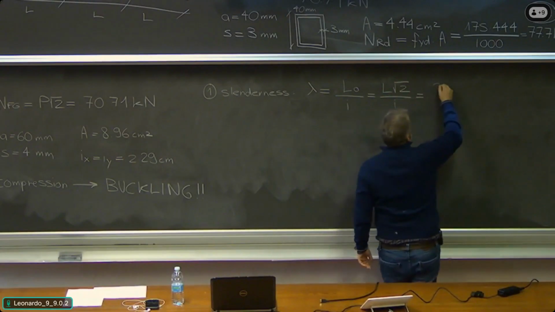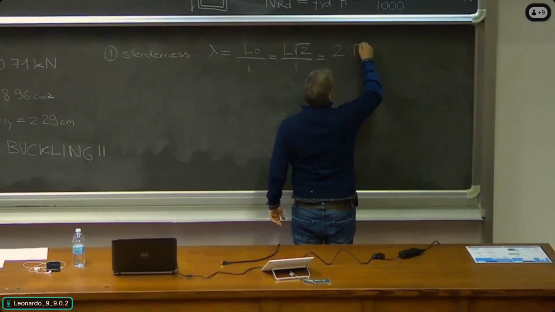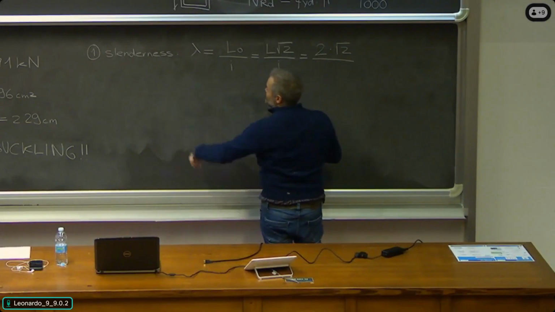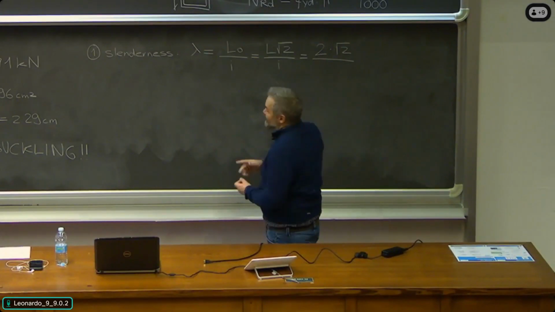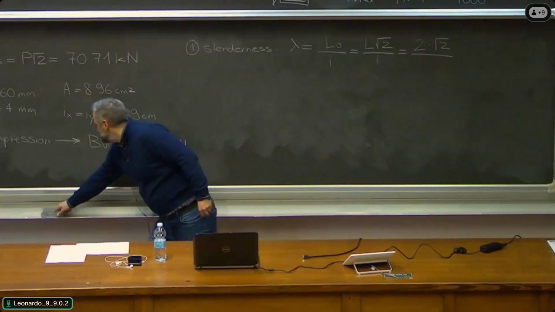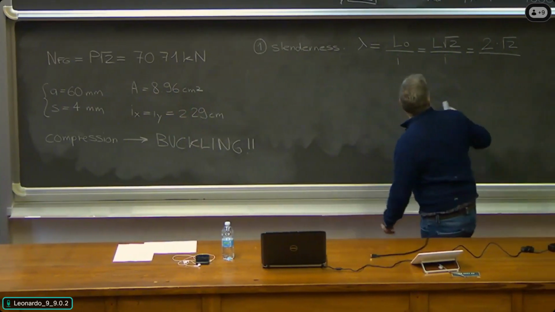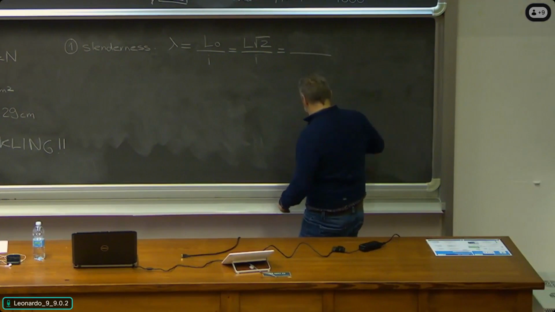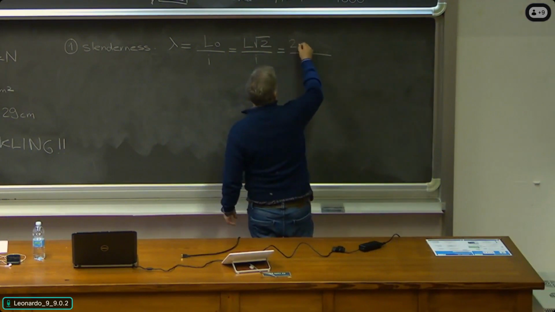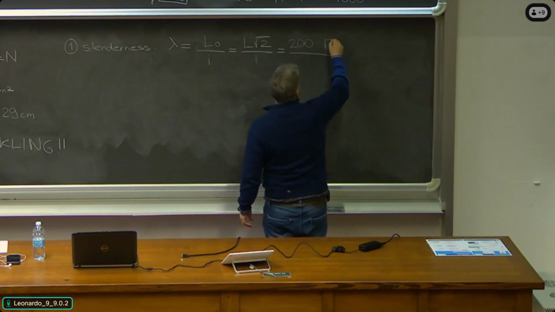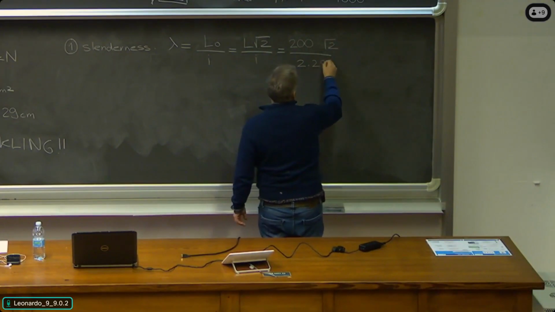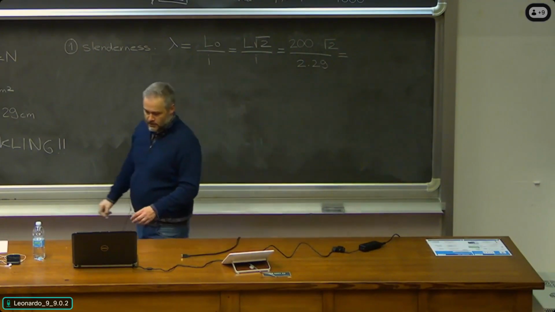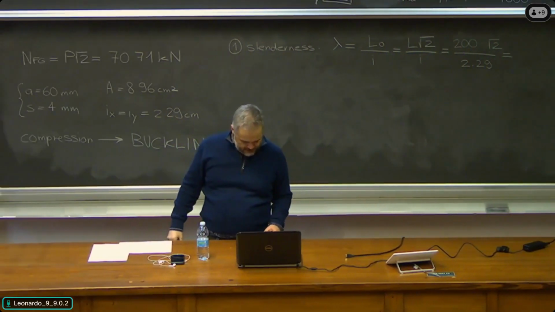In our case, we have lambda equal to L multiplied by the square root of 2 divided by 2.29. Careful with the units of measure. This is in centimeters, so it's wiser to have the length in centimeters. So it's not 2, it's 200 times the square root of 2 divided by 2.29.